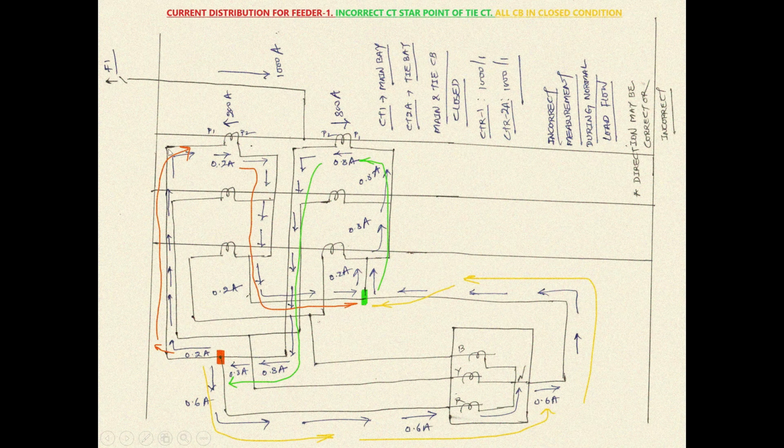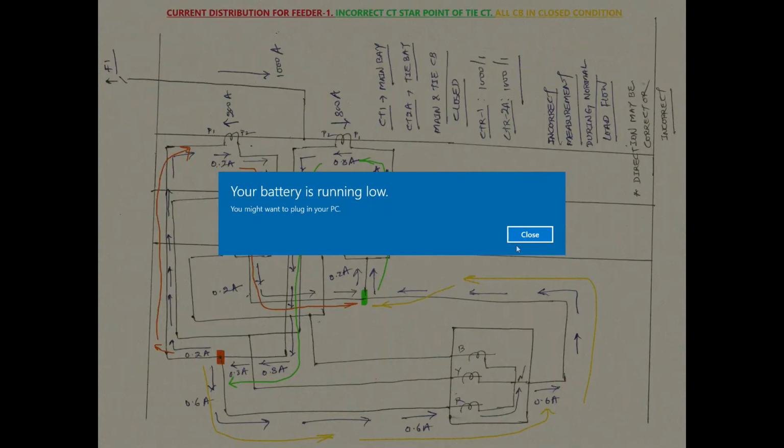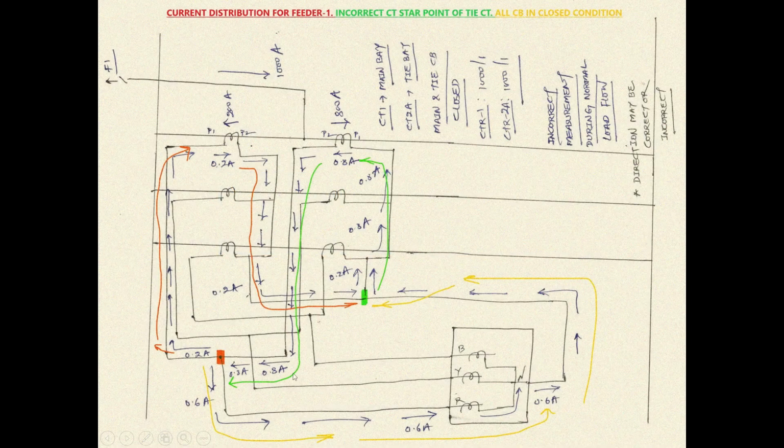The R phase CT of the main bay is connected with the R phase CT of your tie bay, and then one wire will be connected to your relay R phase coil. Similarly, the Y phase CT of the main bay will be connected with the Y phase CT of the tie bay, and one wire will then be connected with the Y phase relay coil. Similarly for B phase, and in the end for the neutral.